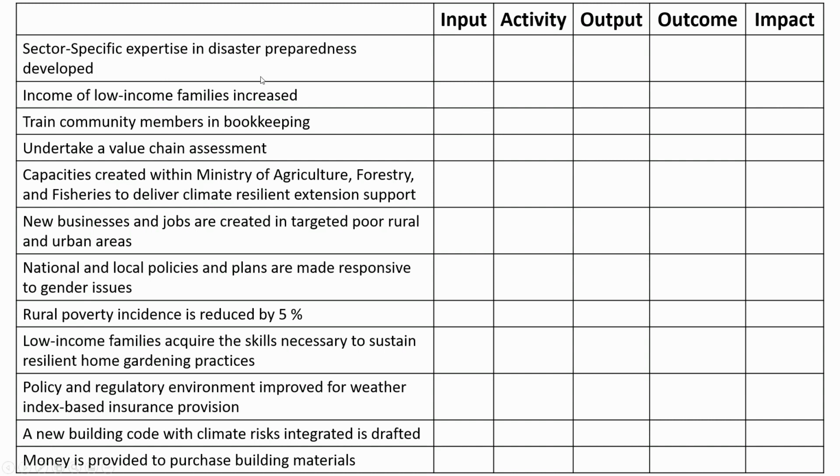So let's start. Sector-specific expertise in disaster preparedness developed. Is that an input? Is it an activity? Is it an output? Is it an outcome, or is it an impact? Now, we know it's not an input because it's not raw material. It's not money. It's not supplies. It kind of sounds like an activity, but usually activities begin with an action word. It's trainings and things like this. So this is something that is a little bit bigger than an activity. You would conduct several activities to achieve this.